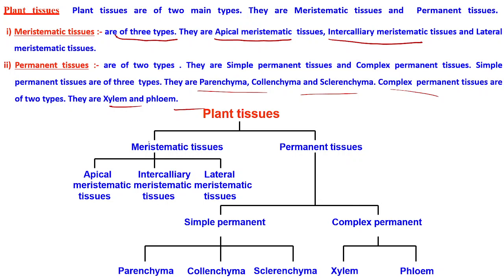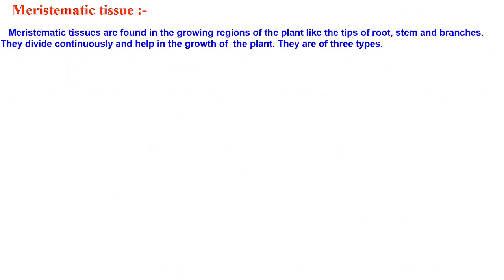Plant tissues are first classified as meristematic tissues and permanent tissues. Permanent tissues are classified as simple permanent and complex permanent. Simple permanent is again divided into parenchyma, collenchyma, sclerenchyma, and complex is xylem and phloem. And meristematic are apical, intercalary, and lateral meristematic tissues. What are they? We will learn them one by one. Let us see meristematic tissues.